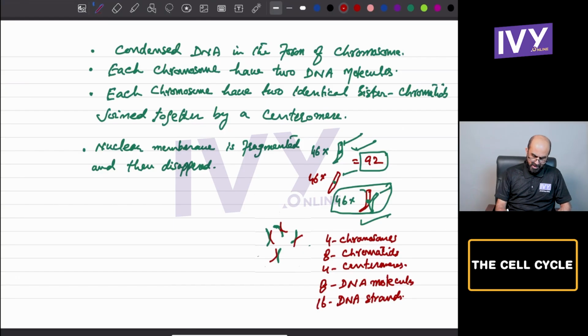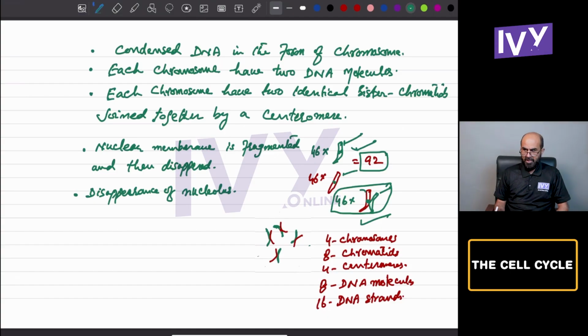Then another point here: disappearance of the nucleolus. The nucleolus, one of the spherical structures inside the nucleus, will disappear. So the nucleolus will also disappear. Nuclear membrane disintegrated, nucleolus disappeared, chromosomes become condensed. Each chromosome is made up of 2 DNA molecules joined by the centromere.